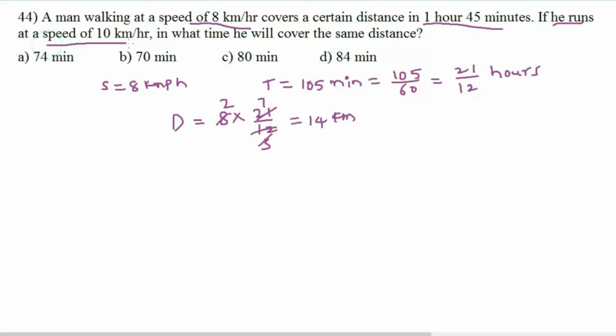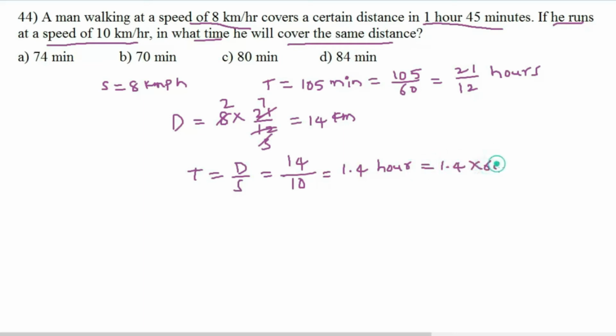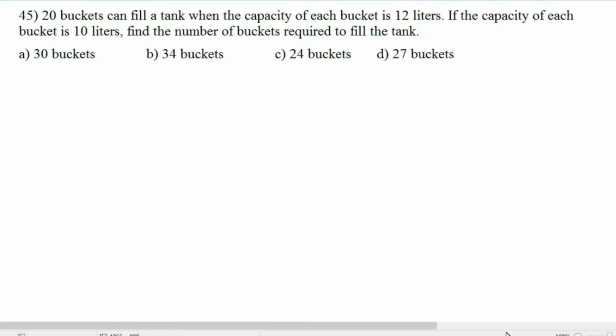If he runs at a speed of 10 km per hour, in what time will he cover the same distance? Required time equals distance by speed. Distance is the same, 14 km divided by new speed 10 km per hour equals 1.4 hours. 1.4 hours in minutes, 1.4 into 60 equals 84 minutes. Option D.